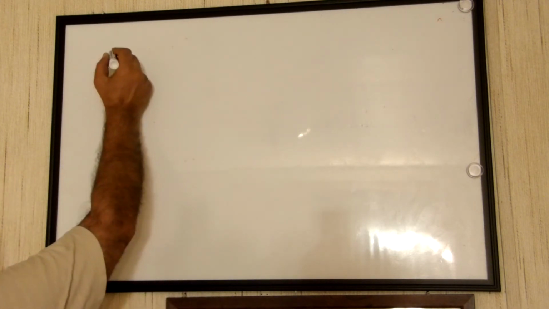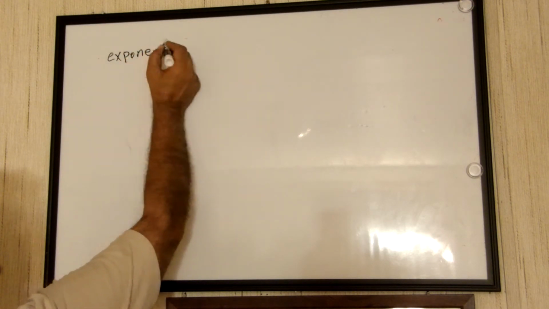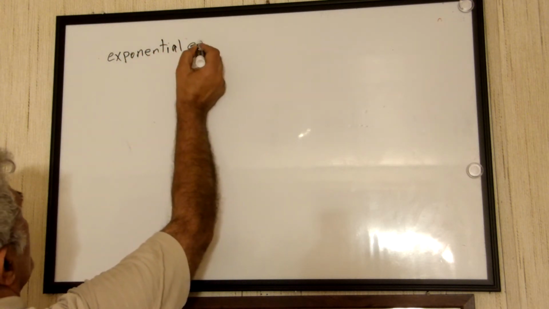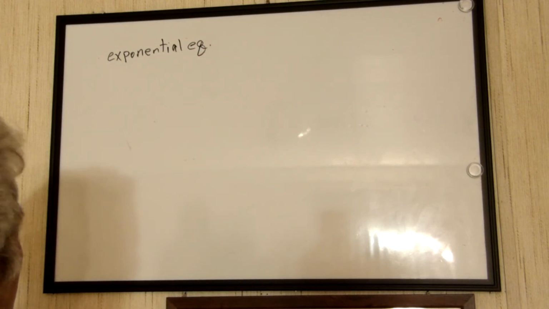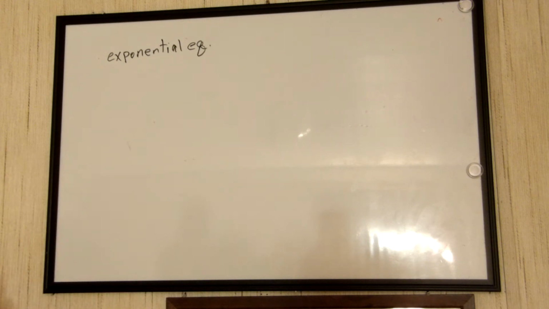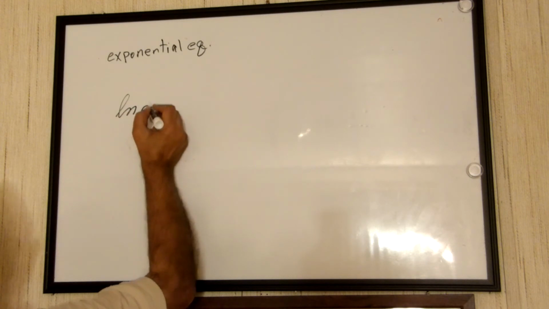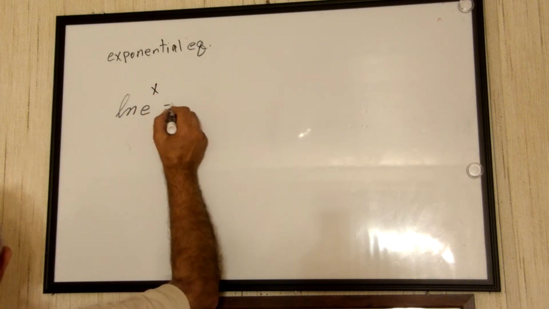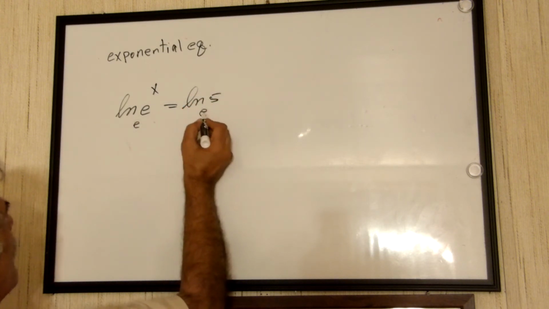That was an exponential equation that we talked about. So if you have something like this, natural log of e to the power of x is equal to natural log of 5. You know that the base of both these is e.